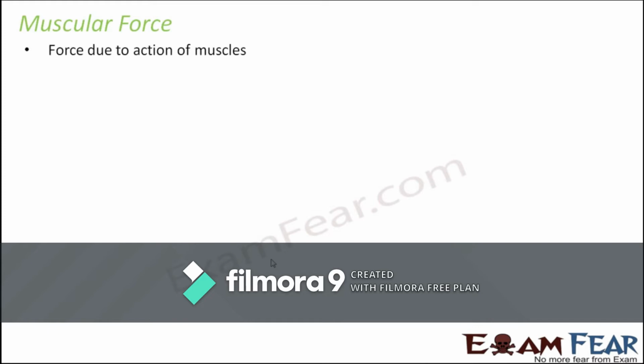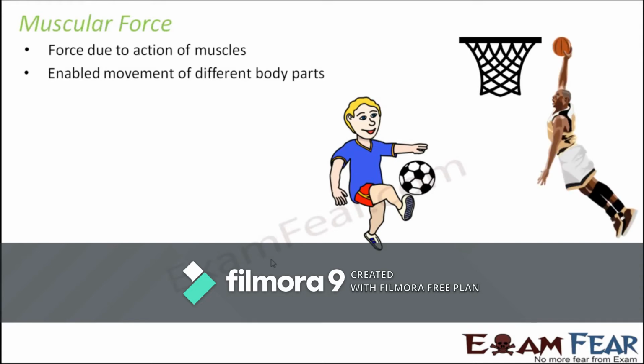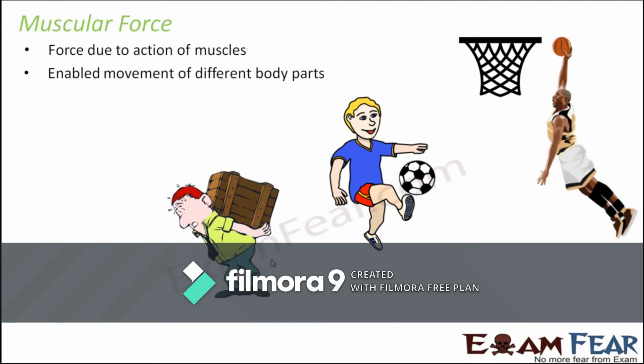Now, as I said, all types of movement which take place in our body, like when we move our hands or move our legs, all these movements happen due to the action of muscles present inside our body. So this force enables movement of different body parts. Think of any sport which you play. For example, while playing football, you need movement of your hands as well as legs. While playing basketball, again, you need to jump, you need to move your hands. All these movements take place due to your muscles.